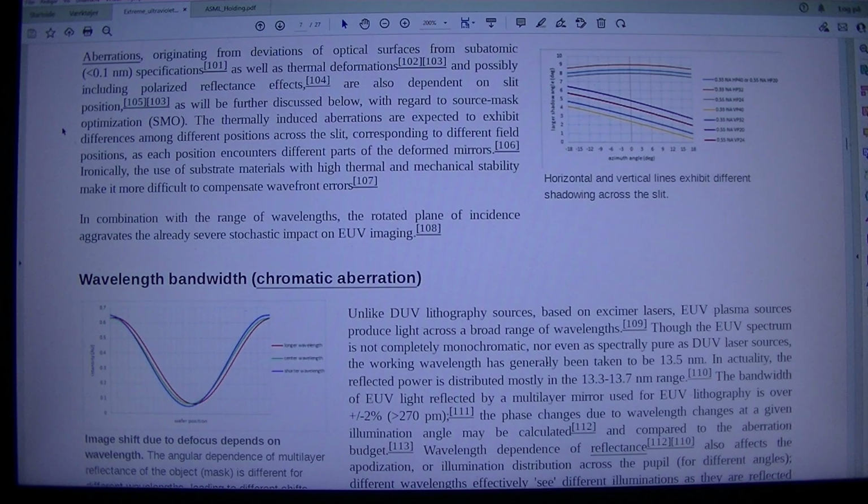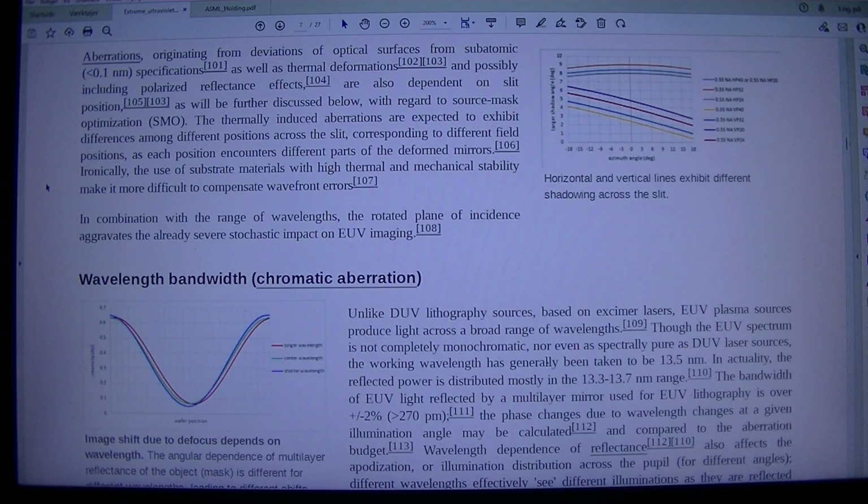The thermally induced aberrations are expected to exhibit differences among different positions across the slit, corresponding to different field positions, as each position encounters different parts of the deformed mirrors. Ironically, the use of substrate materials with high thermal and mechanical stability makes it more difficult to compensate wavefront errors. In combination with the range of wavelengths, the rotated plane of incidence aggravates the already severe stochastic impact on EUV imaging.